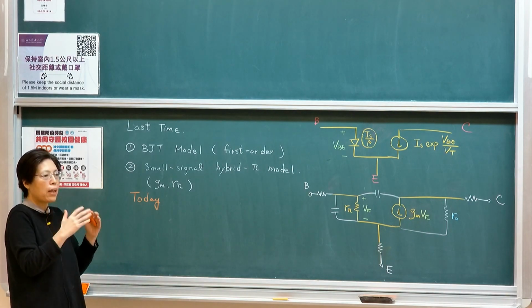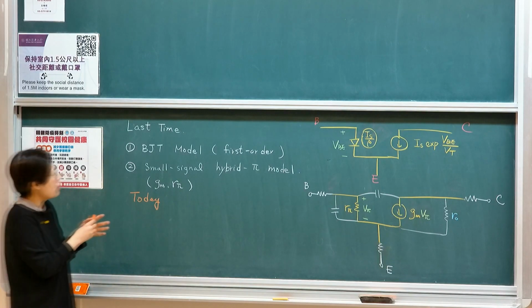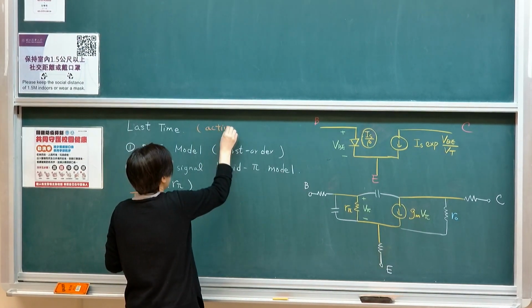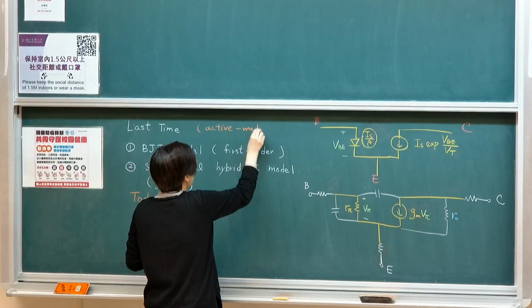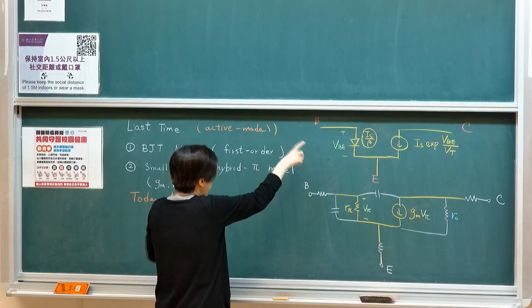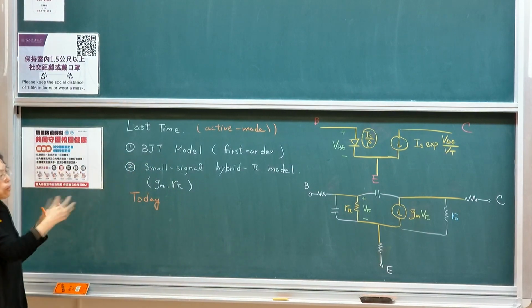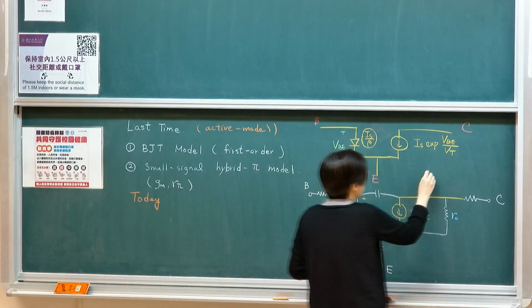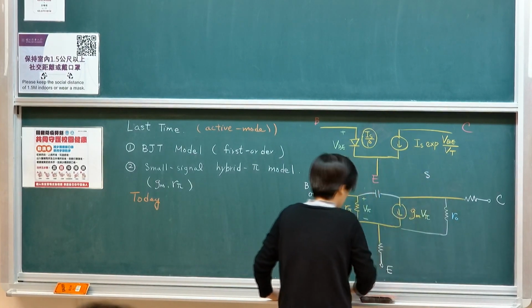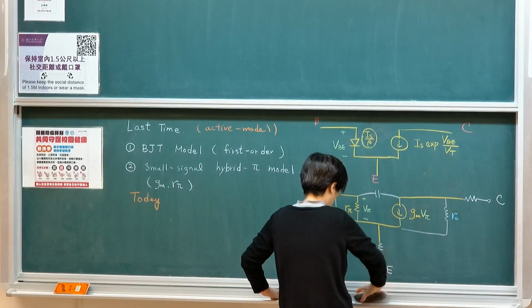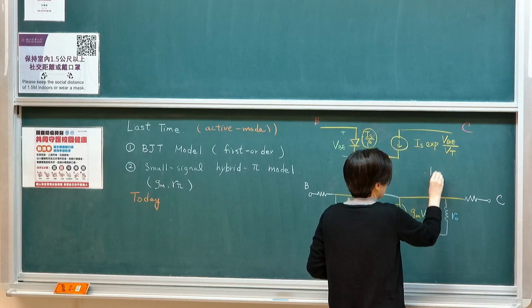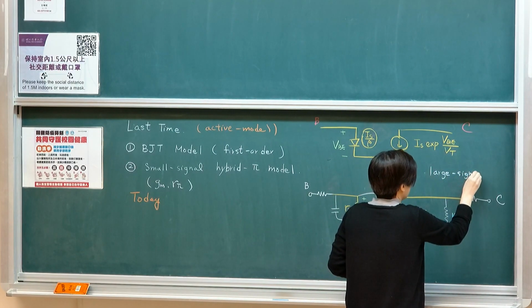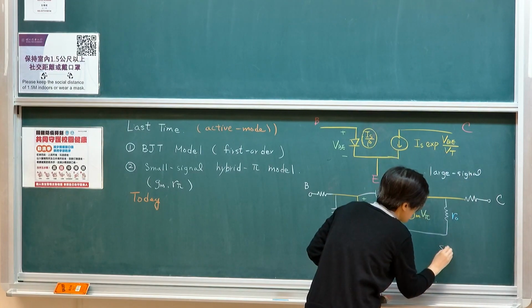As I said, these are all for active mode. So only in active mode will we be building these models, both the large signal and small signal. So these are the models we established. The top is for the large signal, and the bottom is the small signal.